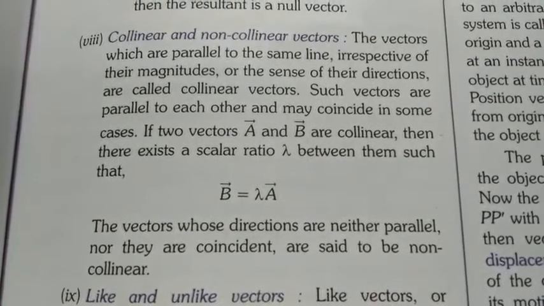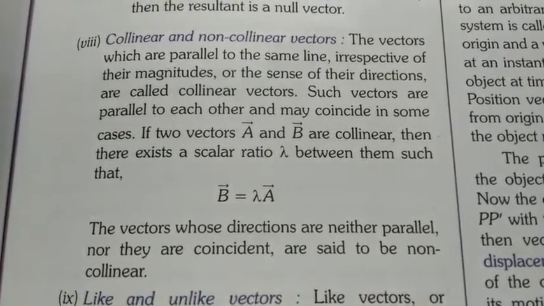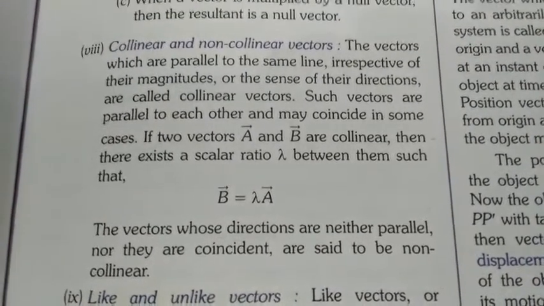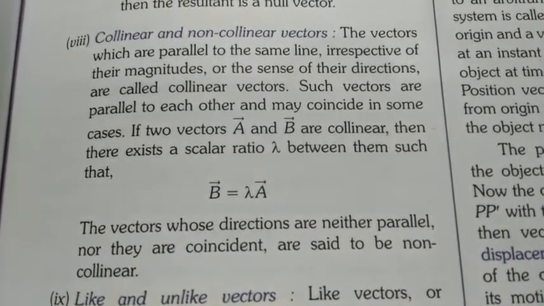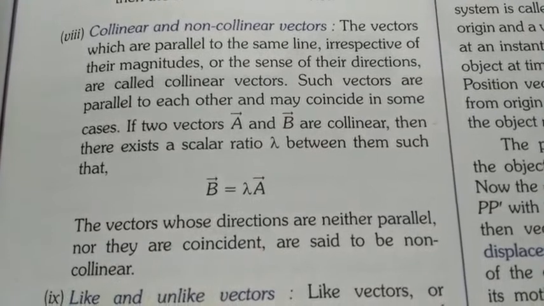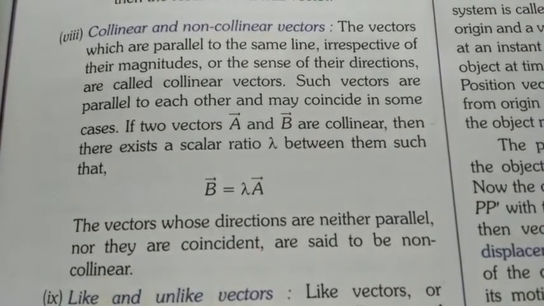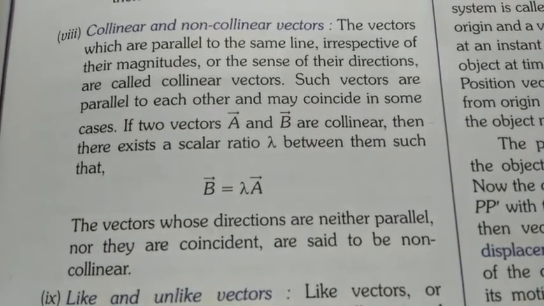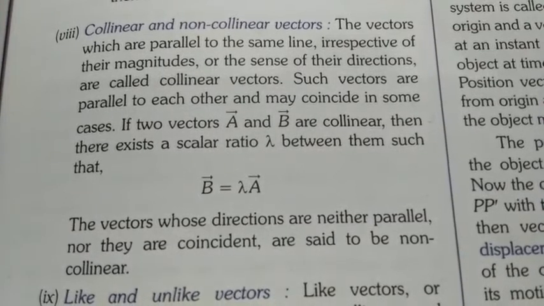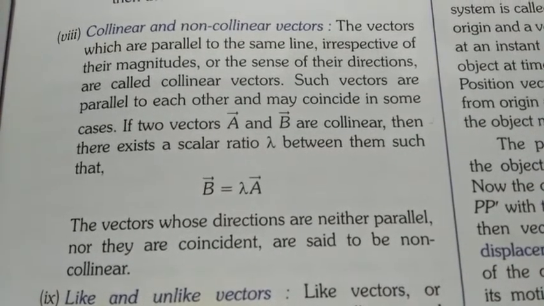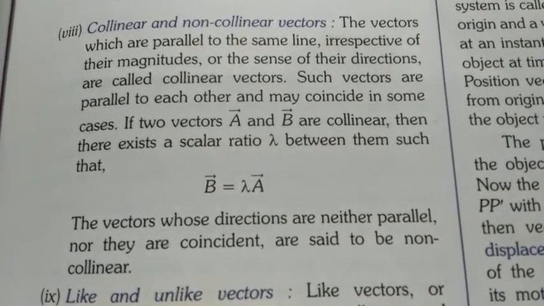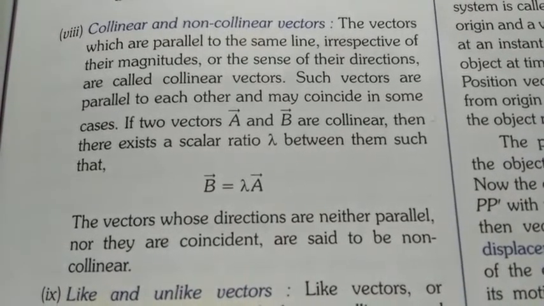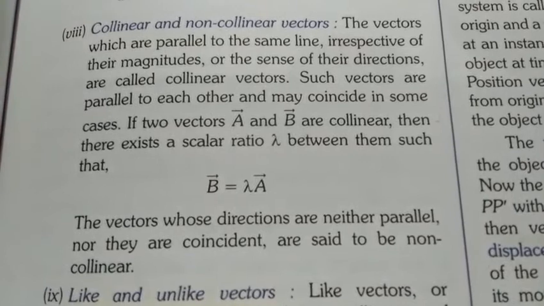So in the previous lecture we were talking about collinear and non-collinear vectors. If two vectors are parallel to the same line, they are called collinear vectors. And if vector A and vector B are neither parallel nor do they coincide, they are said to be non-collinear.